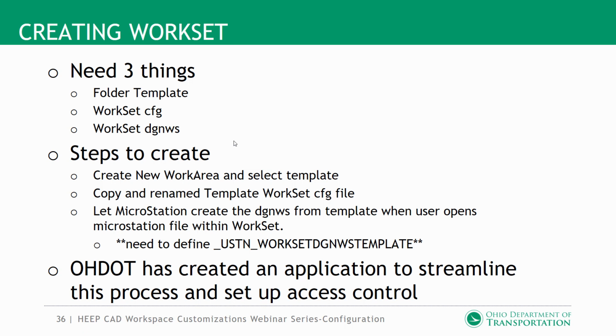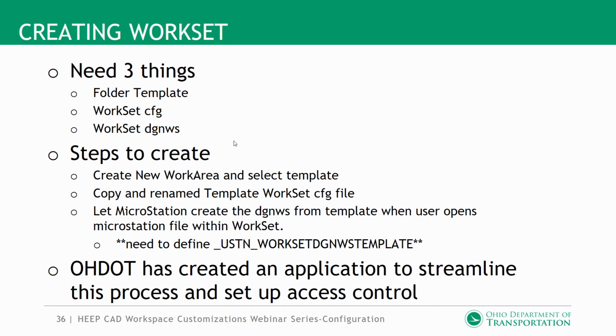Hopefully, if you have questions, I'm sure there are going to be questions because that was a lot to take in. But I do want to go over how we are creating work sets inside ProjectWise, since we can't use the out-of-the-box stuff that we did for outside ProjectWise. It doesn't work. So you need three things to create a work set: the folder template, the work set config file, and the work set dgnws file.